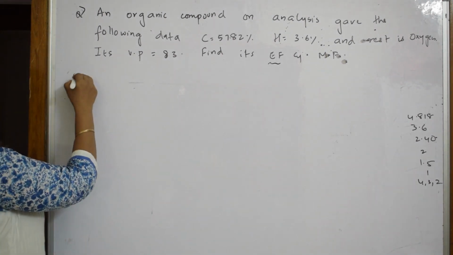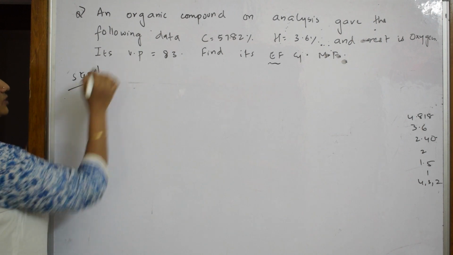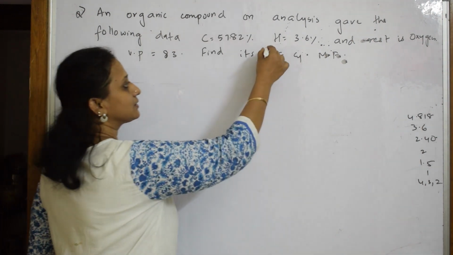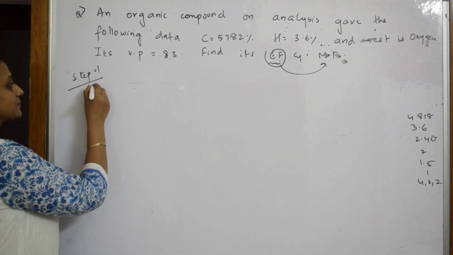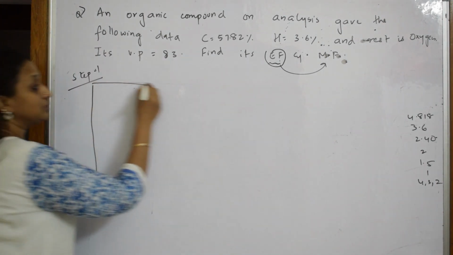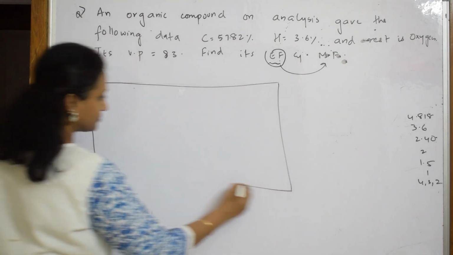Let us write the given data. Let us write step 1. In step 1, my aim is to first calculate the empirical formula. From there, I'll go to the molecular formula. So let us write step 1. Let us make a tabular column, a very vague line. I'm sorry for that.